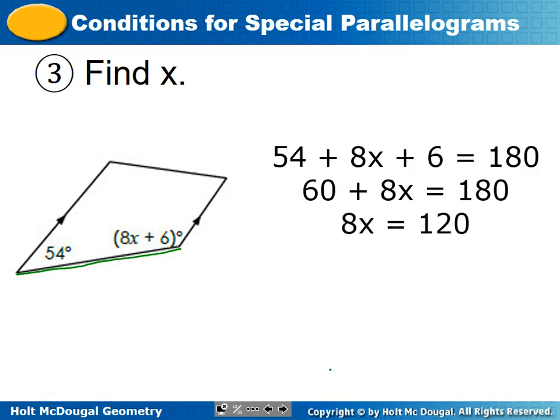Subtract 60 from both sides. 8x is equal to 120. Divide both sides by 8. X is equal to 15. And the way we could check that is by plugging it back in. So 8 times 15 plus 6, that's 126. And when we add 126 to 54, that equals 180. And that's how we can check our question.